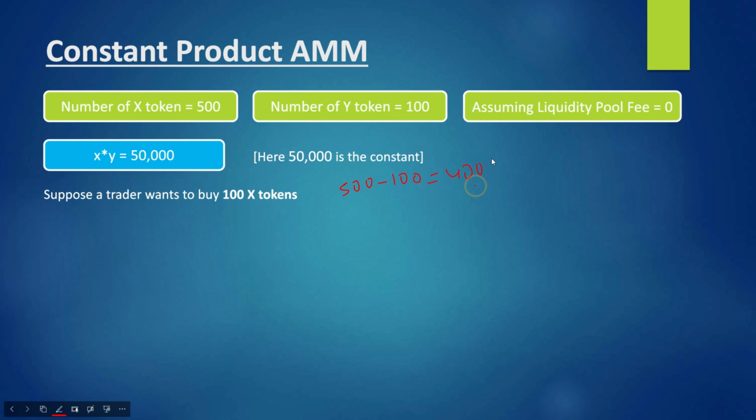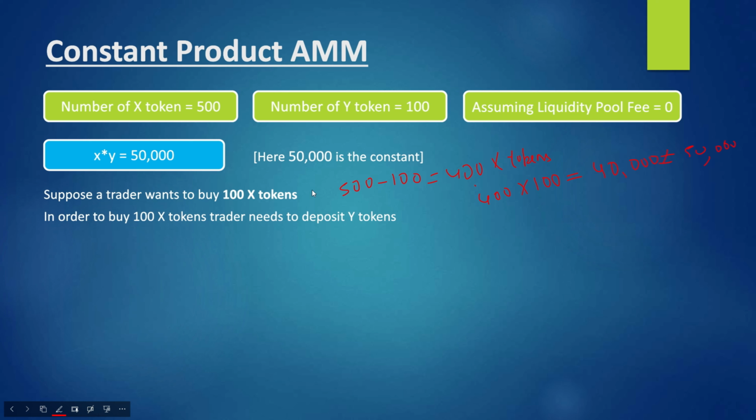And this is the x tokens, right? If we calculate 400 into 100, that is equivalent to 40,000. And you can see this is not equal to 50,000, right? That is for sure. So since this is not equal to 50,000, if the trader withdraws 100 x tokens from the liquidity pool, the trader needs to deposit some y tokens. And how many y tokens does the trader need to deposit into the liquidity pool?